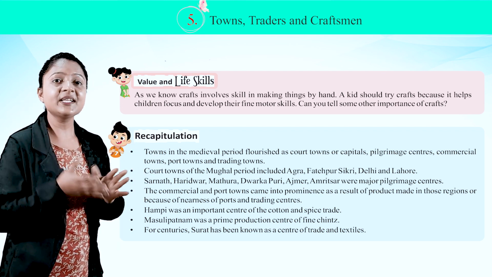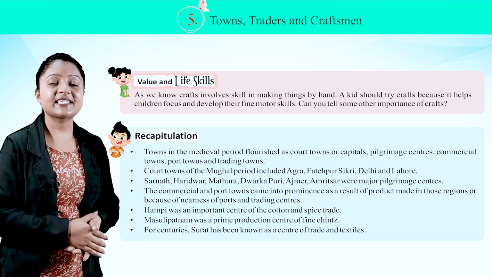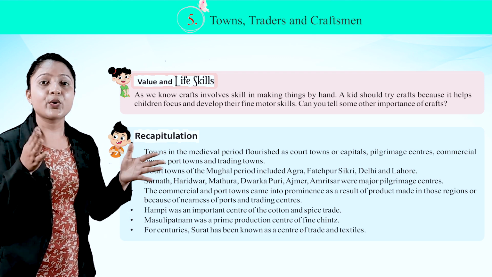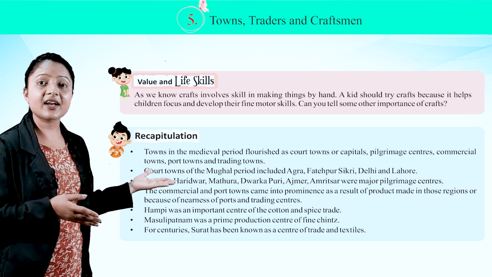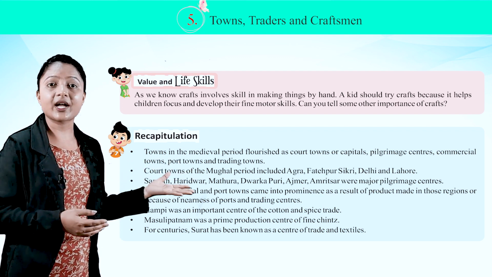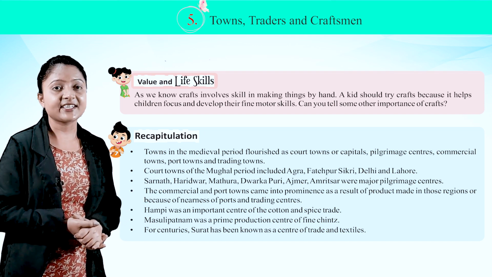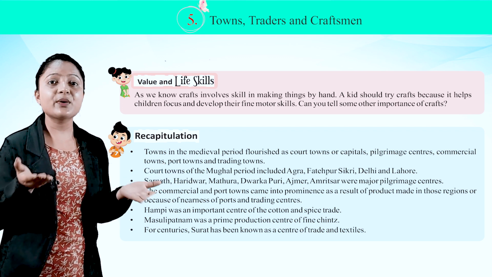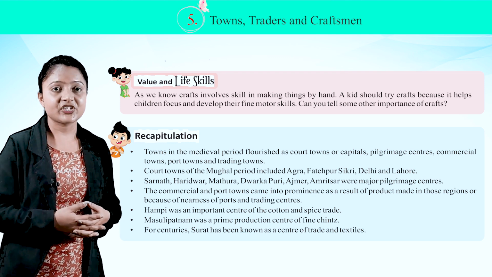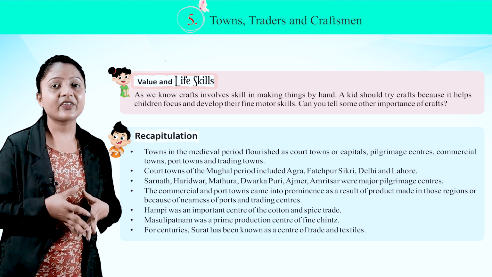Recapitulation. Towns in the medieval period flourished as court towns or capitals, pilgrimage centers, commercial towns, port towns and trading towns. Court towns of the Mughal period included Agra, Fatehpur Sikri, Delhi and Lahore. Sarnath, Haridwar, Mathura, Dwarka, Puri, Ajmer, Amritsar were major pilgrimage centers. The commercial and port towns came into prominence as a result of products made in those regions or because of nearness of ports and trading centers.